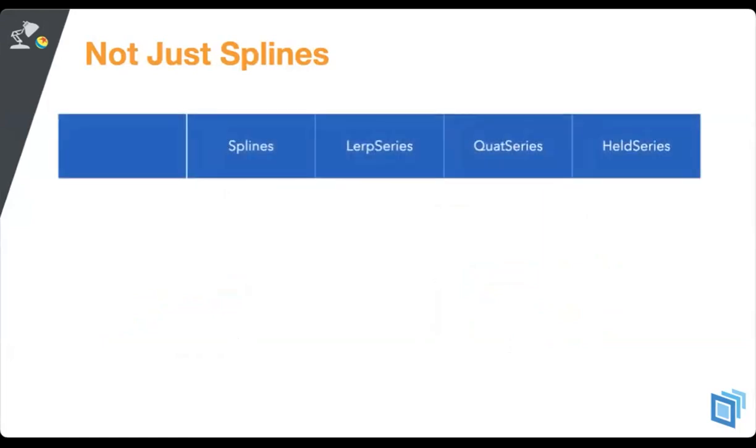I do want to mention that USD Anim is not just splines. Splines is certainly the most important and interesting case, but we have a few other categories that for now I'm calling lerp series, quat series, and held series. So the general case of a spline in USD Anim will be called a series. A spline is a kind of series, the most common kind of series. Lerp series just means something that can only be linearly interpolated. Quat series will hold quaternions, which have some things in common with splines, but are also different in some ways. And held series is just something that could also have been time samples, but that is convenient to represent as a series for programmatic reasons or storage reasons.